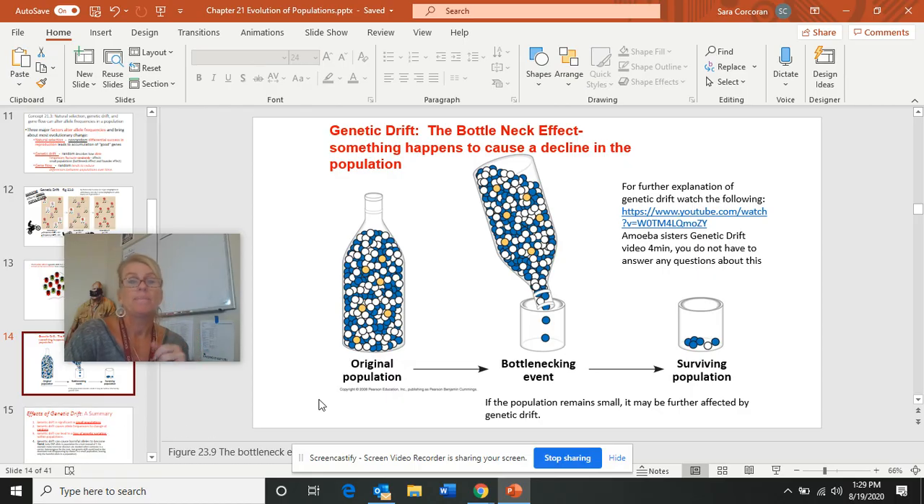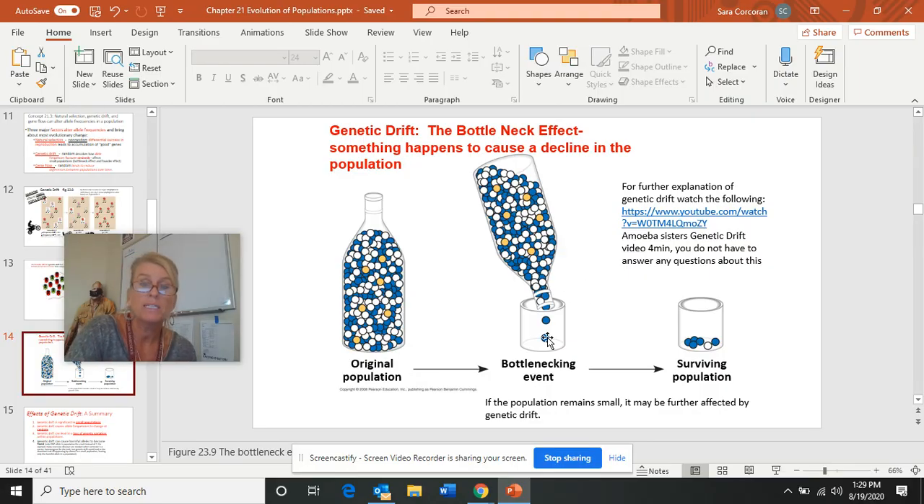Additionally, the idea of the bottleneck effect. Something happens. We've got great diversity in our population. There's some sort of crisis. Maybe it's a forest fire. Maybe it's an earthquake and part of the ground caves in. Maybe it's a motorcycle riding through a field. Whatever it is, only a few survive.